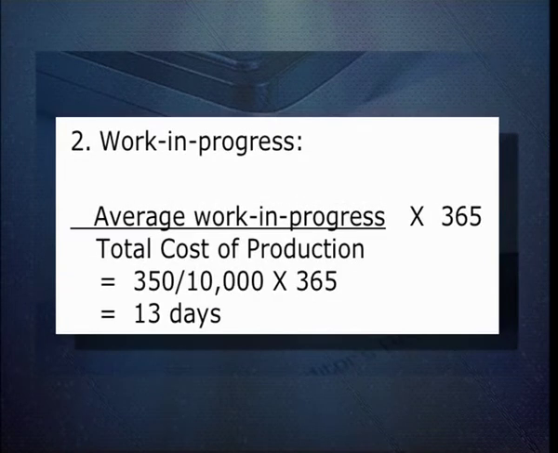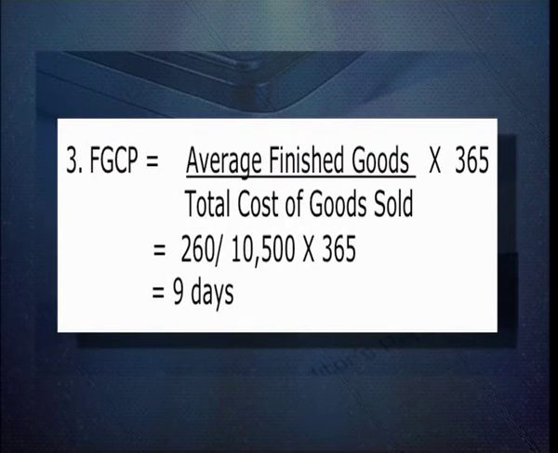Second one, work in progress. Average work in progress divided by total cost of production multiplied by 365, which is equal to 350 divided by 10,000 multiplied by 365, which is equal to 13 days. The third one is FGCP, which is equal to average finished goods divided by total cost of goods sold multiplied by 365, which is equal to 260 divided by 10,500 multiplied by 365, which is equal to 9 days.